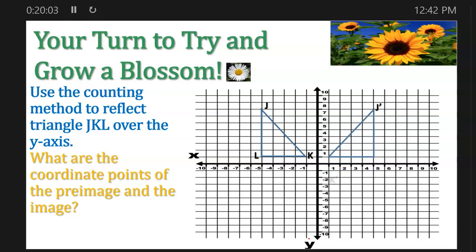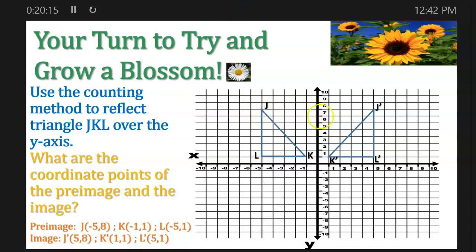Okay, so now I'll give you some answers to this question. This is what your new JKL or J prime, K prime, L prime triangle is going to look like after you reflect it over the y-axis. So notice here it is the same distance from this line of reflection as the J on this side. Same with the K and same with the L's. The pre-image points are listed here, and then the image points are listed. Notice that because we reflected over the y-axis, only the x values changed the signs.